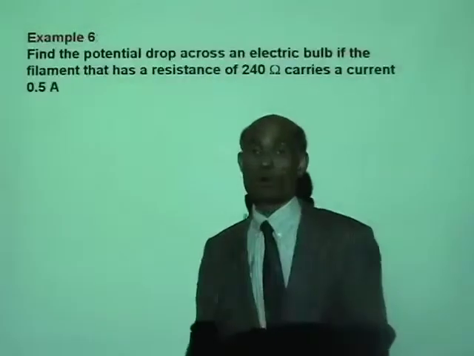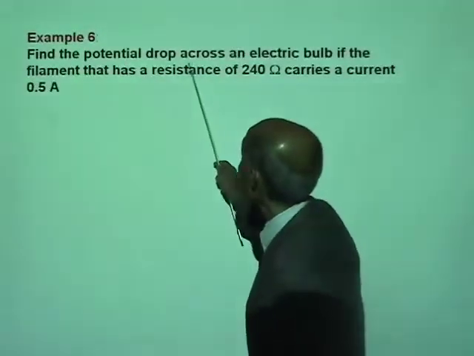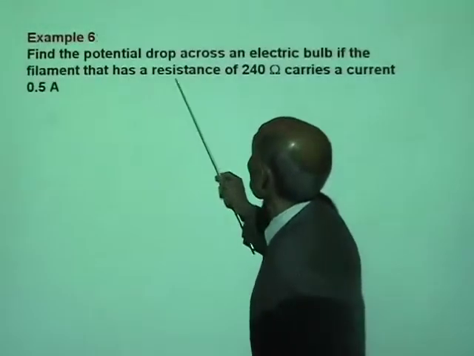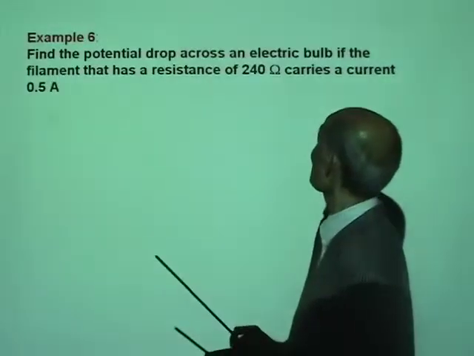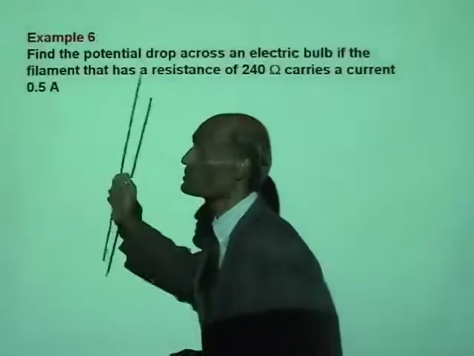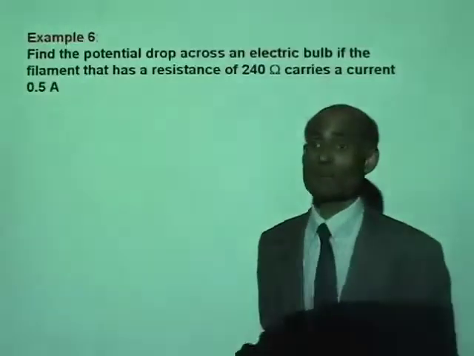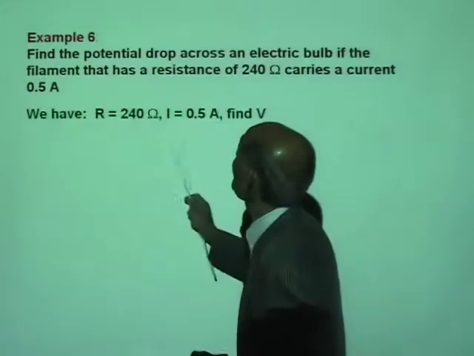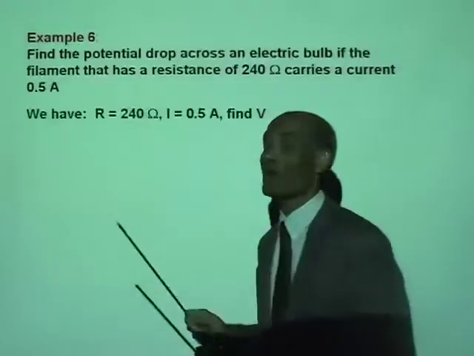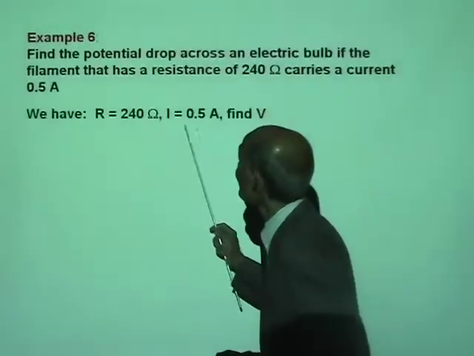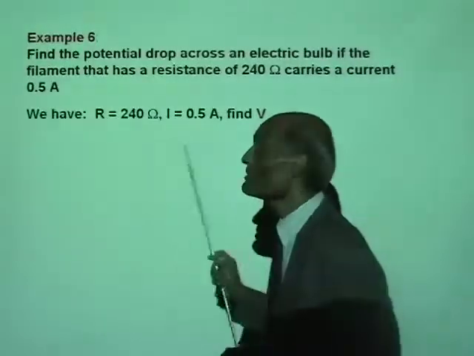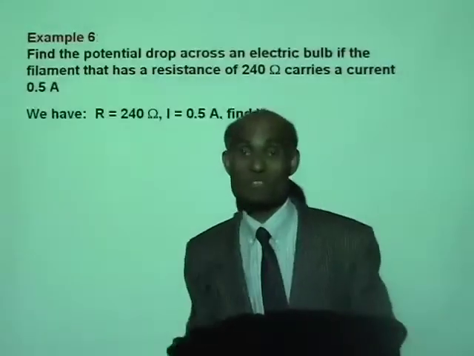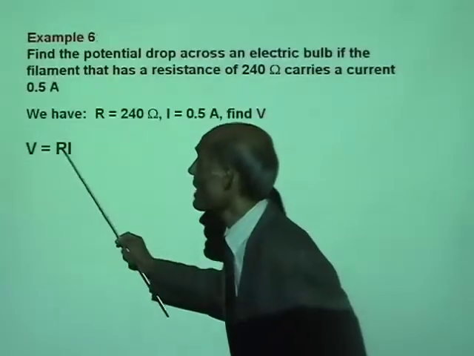Okay, let's do one more. Find the potential drop across an electric bulb if the filament that has a resistance of 240 ohm carries a current of 0.5 ampere. So what are the things that we know? We know the resistance R equal to 240 ohm. We know the current I is 0.5 ampere. We now need to find the value of V. And that's the simplest to do. V equal to IR.